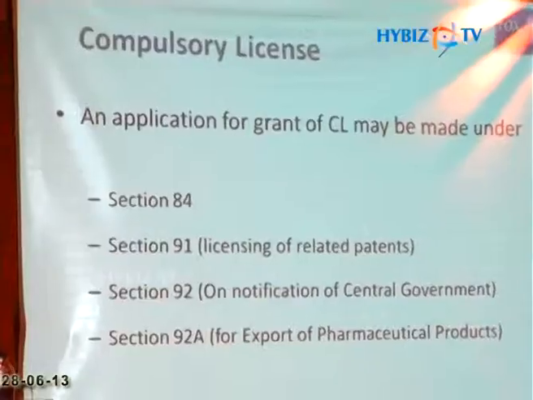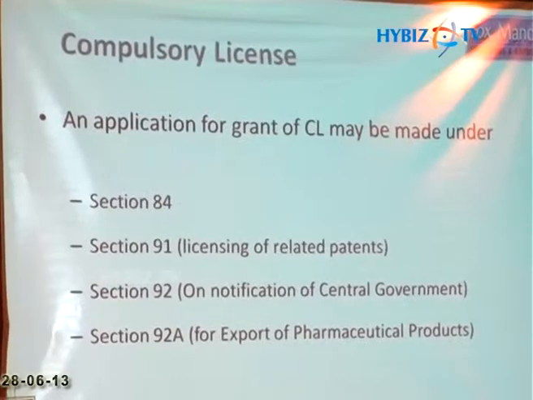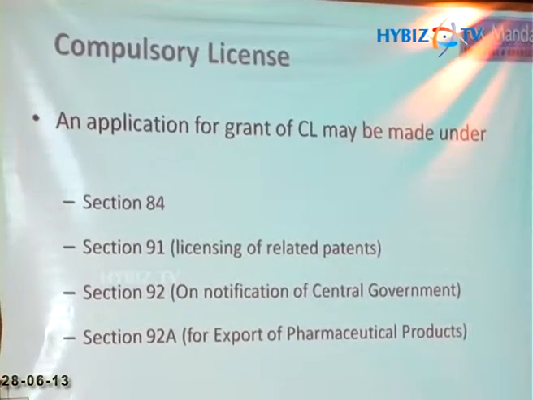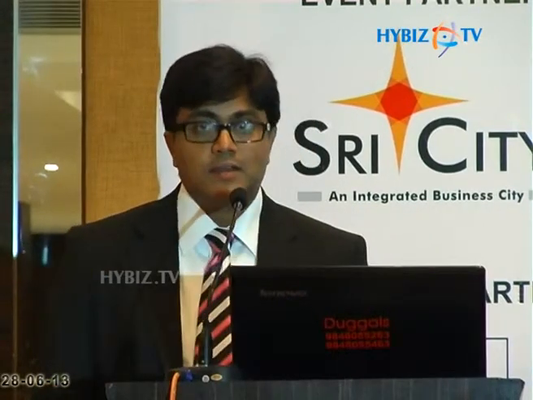A compulsory license can be issued on the notification of the central government when there is a national emergency or a health emergency, or when there is public non-commercial use. Or when a country lacks the capabilities to manufacture the drugs in its own country, then they can issue a compulsory license. The compulsory license holder must work the patented invention to the fullest extent with reasonable profit to him.